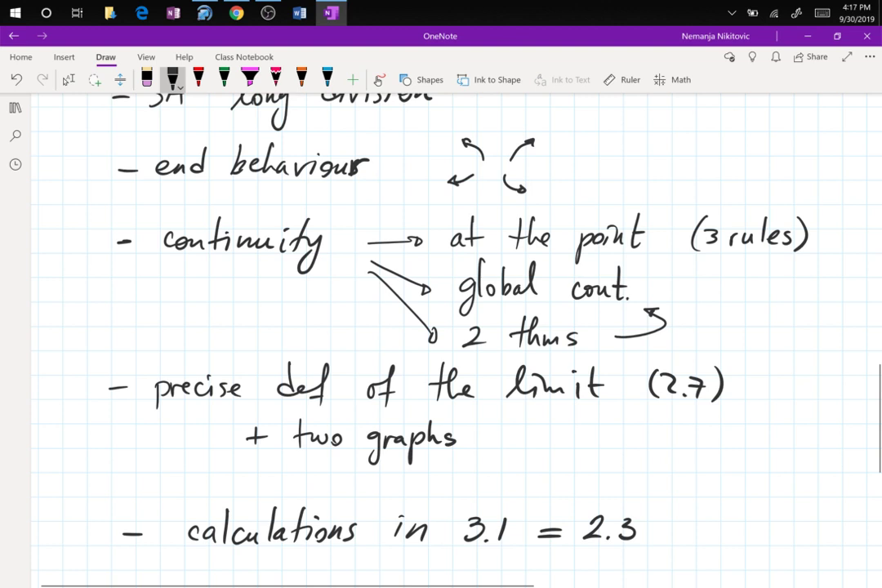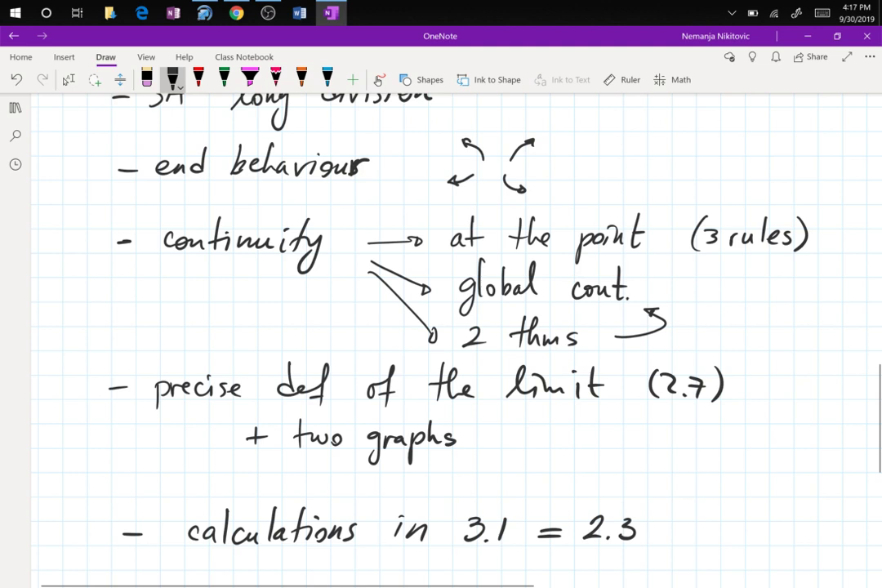So when we talked about 3.1 in class, I said, you already know how to compute this, we're going to give it a name. So we computed the limit of the difference quotient, and then we called it the derivative, right? So nothing new in 3.1. 100% of 3.1 calculations are done in 2.3 when you find the limit of f of x plus h minus f of x over h.